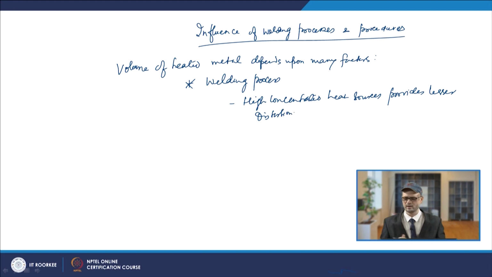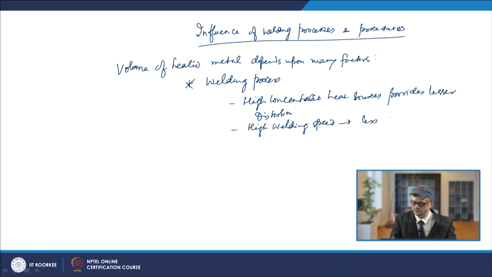Then, if you take the welding speed higher, that also gives you less distortion, because if the speed is higher, the spread will be less, and in that case the distortion will be less. Similarly, if you have deep penetration, in that case the distortion will be less.